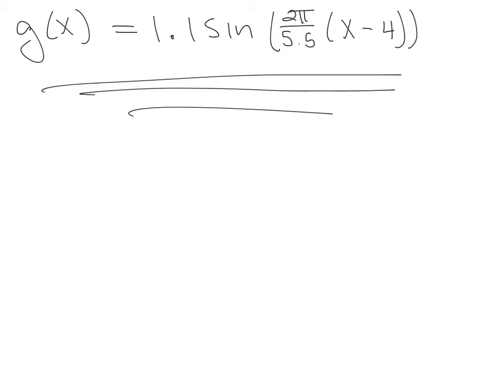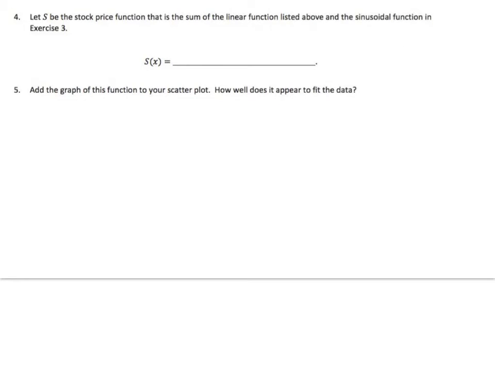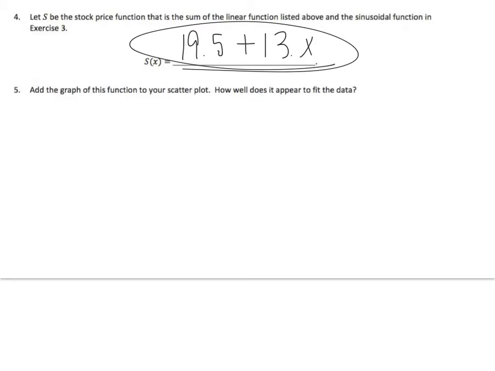So I just need to hold on to it. Okay, so let's look at something else. We already did, so let's look at 4. Let S be the stock price function as the sum of the linear function listed above and the sinusoidal function in exercise 3. So what we have here, that's where we're going to raise it by, they have 19.5 plus 0.13x. This right here is the linear function. And then they're going to add the sinusoidal function. 1.1 sine, everything they have, 2 pi over, you know what, let's rewrite this.